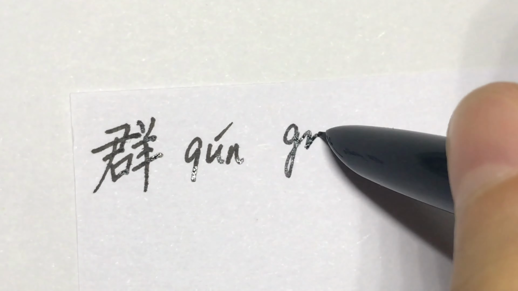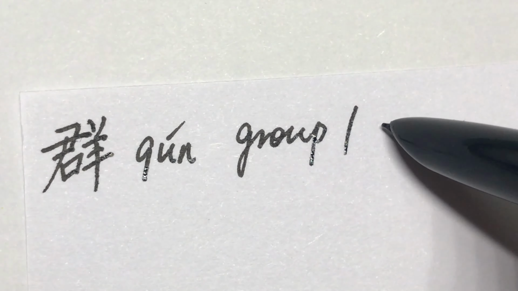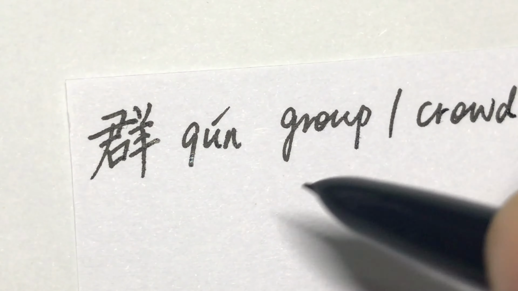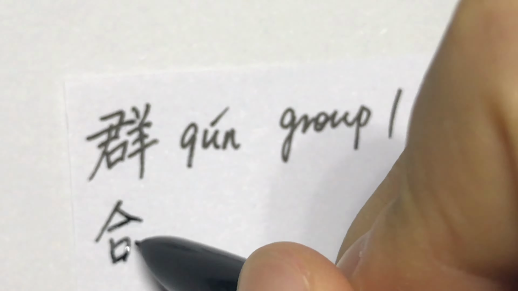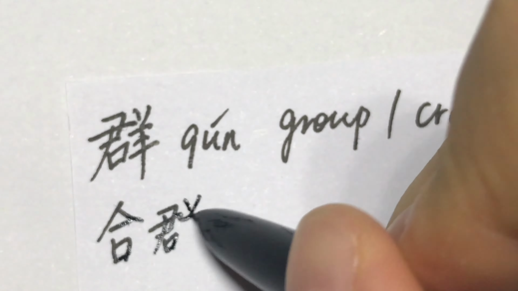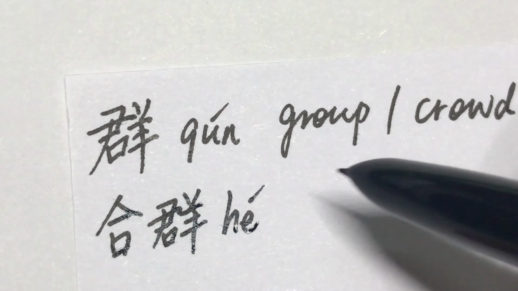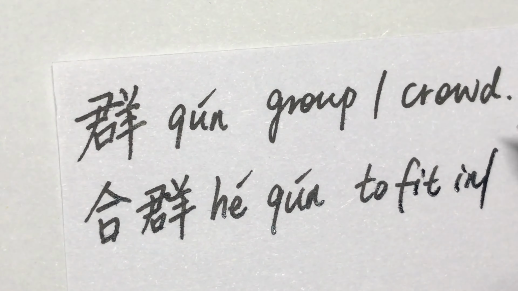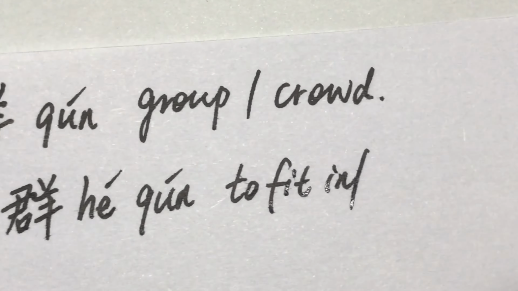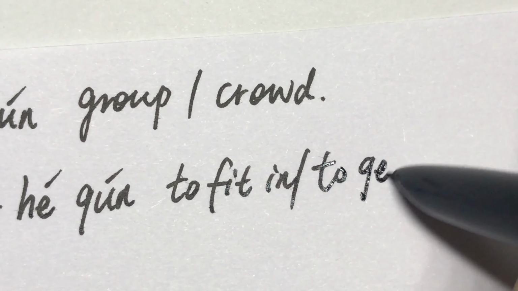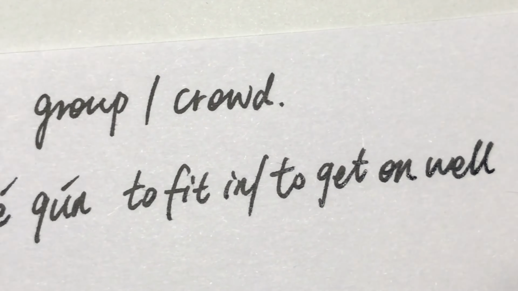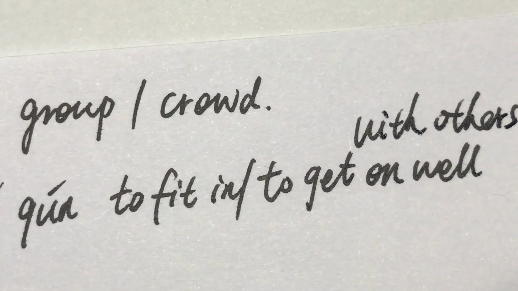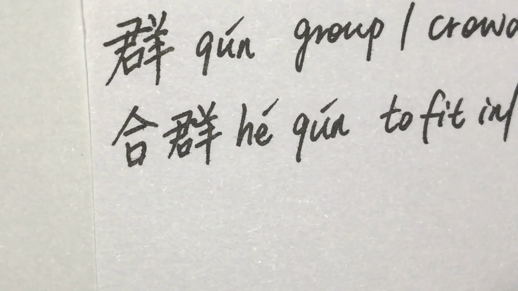Group, crowd. For example, 合群 to fit in. To get on well with others. I am very much a loner.